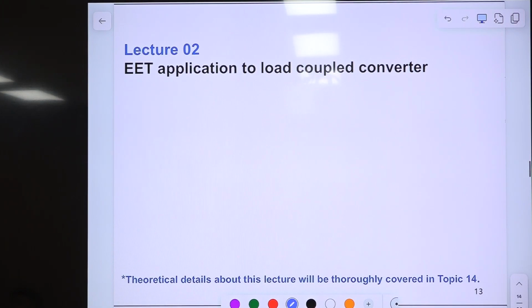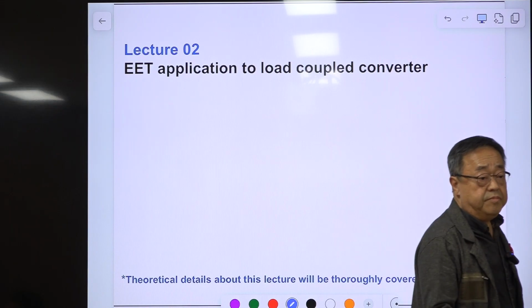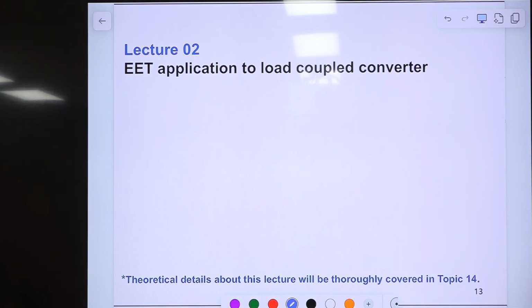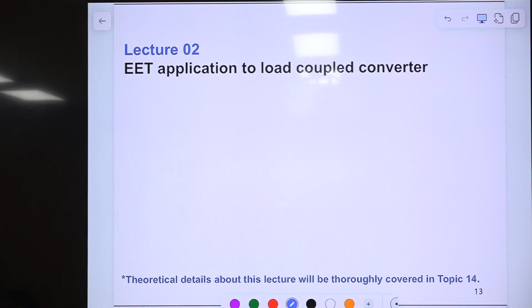All right, so that was lecture 1 of EET, and lecture 2 is EET application to the load coupled converter. I already presented several examples to explain the concept of EET. At that time, in the previous lecture, I used the load coupled converter as a simple example. But in this lecture, the complete story is coming later, but somehow we further analyze this load coupled converter using the EET, okay?